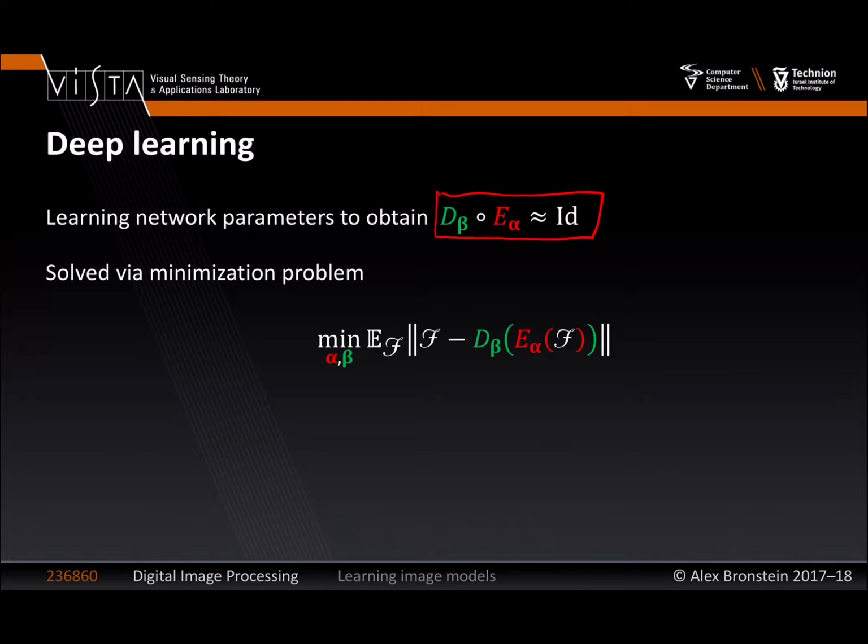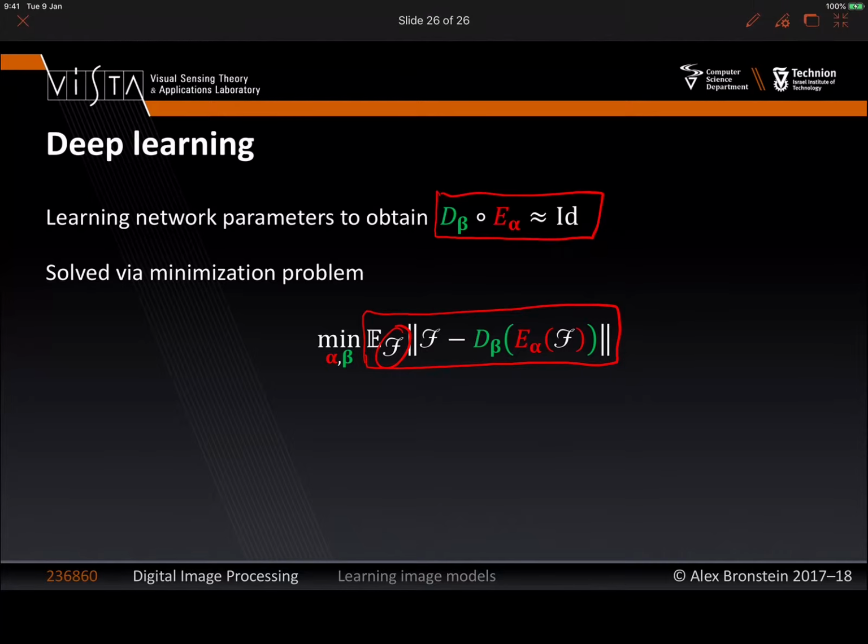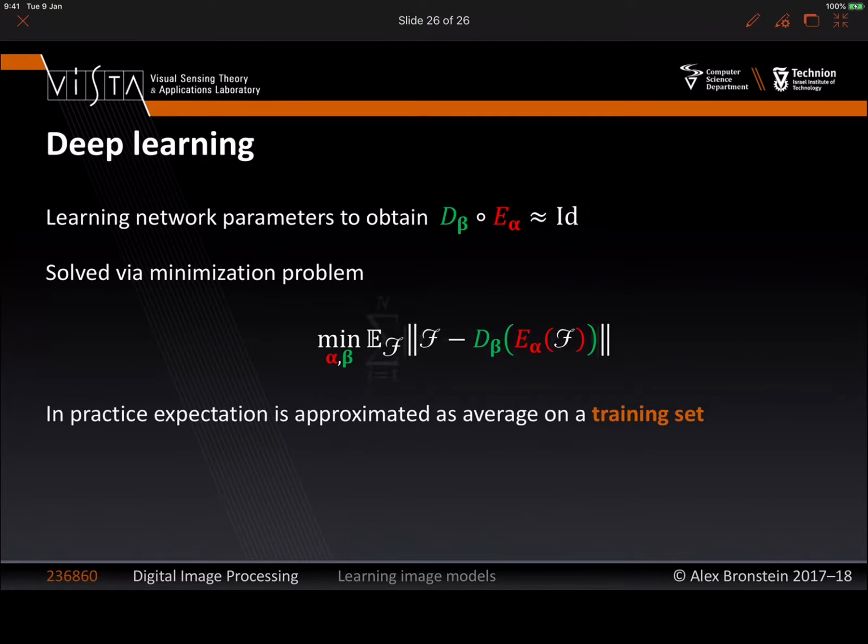So the noise will not be part of the result of this projection. And you learn this. This is called training the neural network by, for example, minimizing this expectation on the space of natural images. And of course, in practice, you cannot compute this expectation. You approximate it by finite sample averaging.